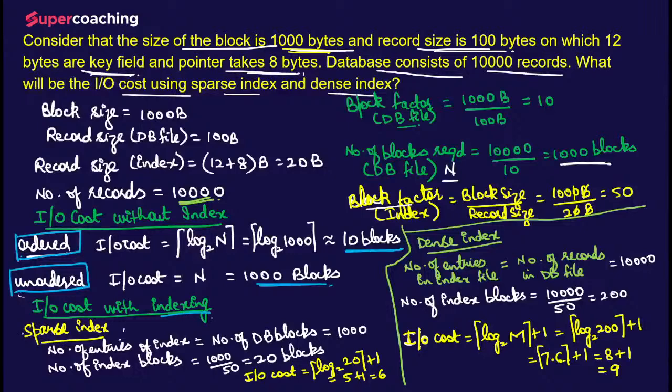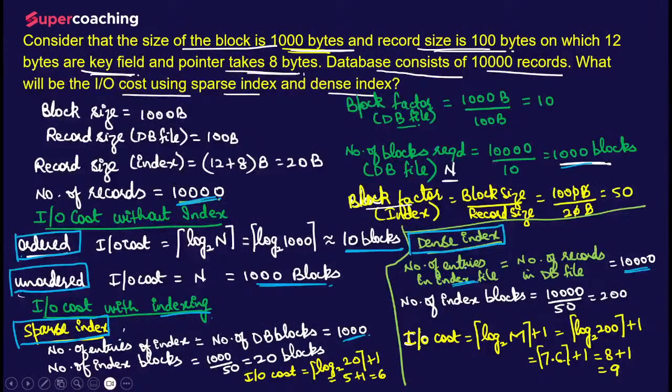Under the indexing, as of now, we just have talked about the sparse index and the dense index. So sparse index: number of entries in the index file is equal to the number of blocks in the database file. So that's why we have taken the blocks. And in the dense index, corresponding to each and every record, there is an entry in the index file. So that's why here the number of entries in the index file are equal to the number of records of the database file.